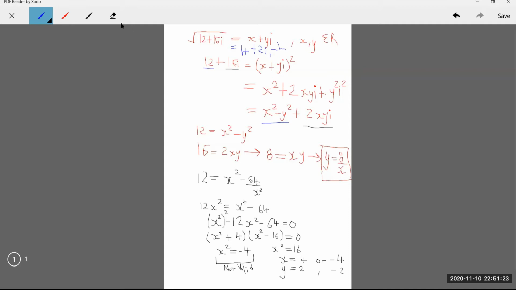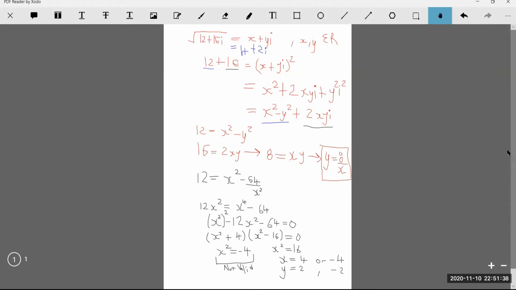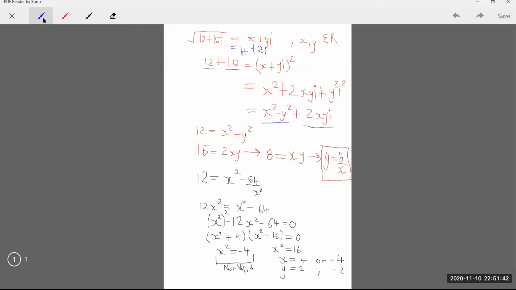I don't like to squinch it right there, so let me try to fit it somewhere else. So the square root of that is 4 plus 2i, and another answer is minus 4 minus 2i. Let's see where I can fit it. All right, let me get rid of the x and y are elements of real.